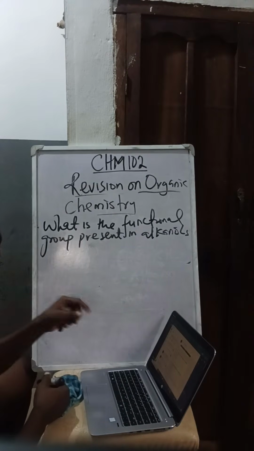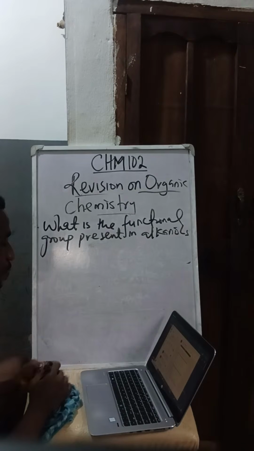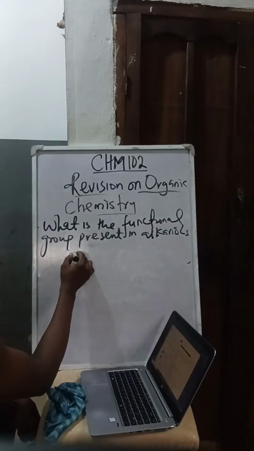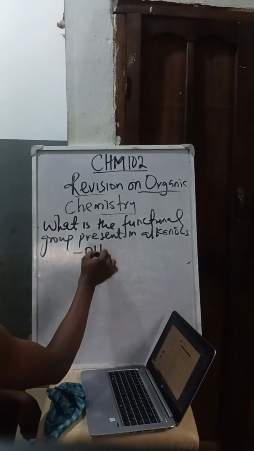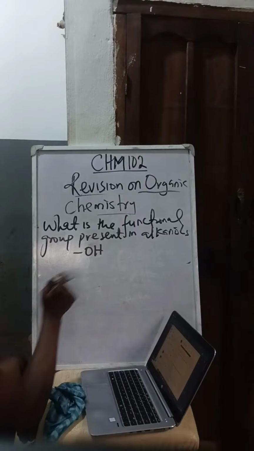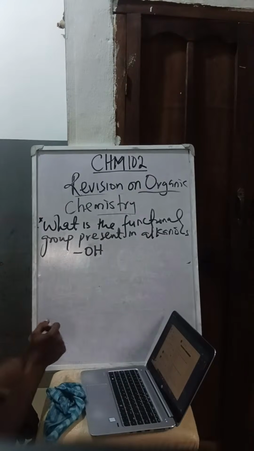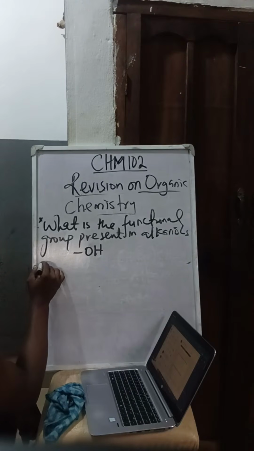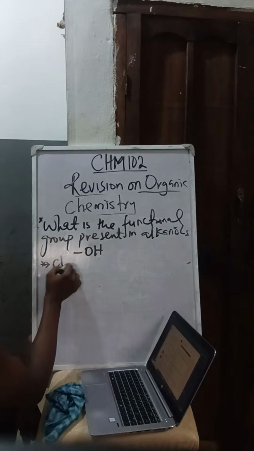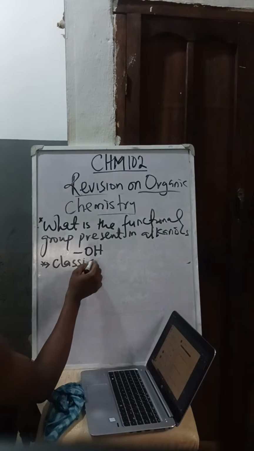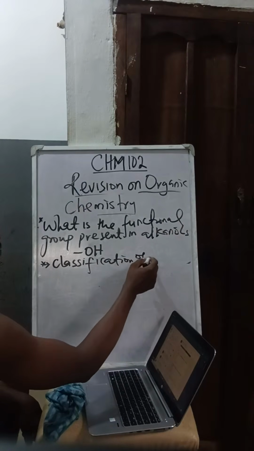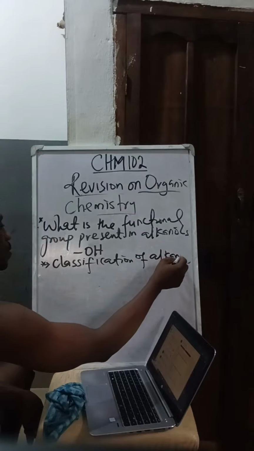So what is the functional group present in alkanols? Alkanols, that is alcohol. So the functional group present in alcohol is OH. The functional group present in alcohol is OH. And take note, classification of alkanols.